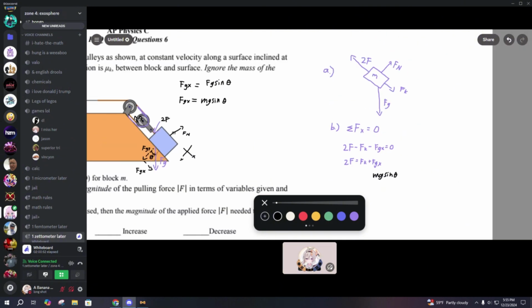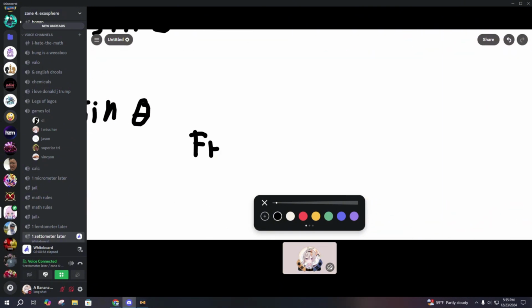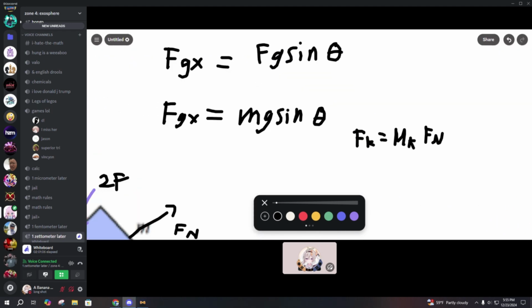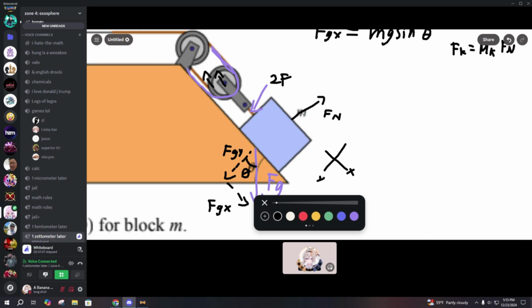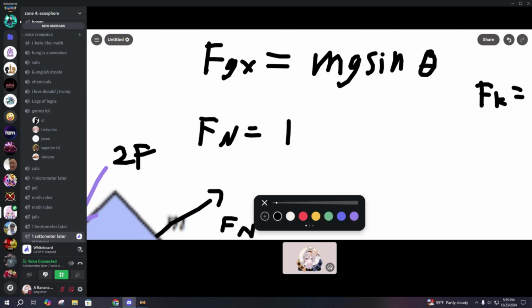Like so. And then I need Fk. Well, what is Fk? I know Fk is equal to mu k times Fn, right? Well, they give me the variable mu k, so all I need is Fn. But I don't have Fn, it's not given in the diagram. But I know that Fn is going to be equal to Fg's y component.